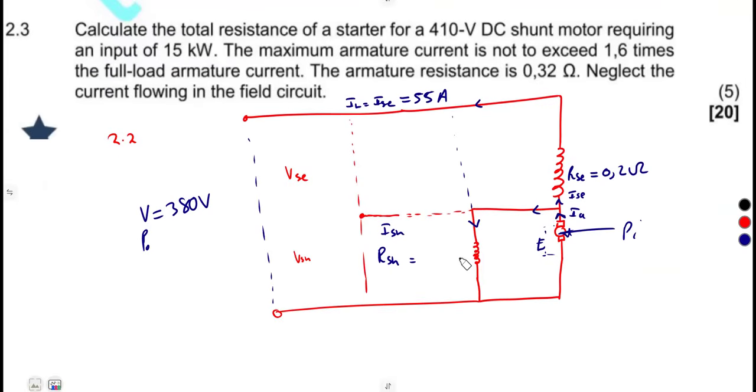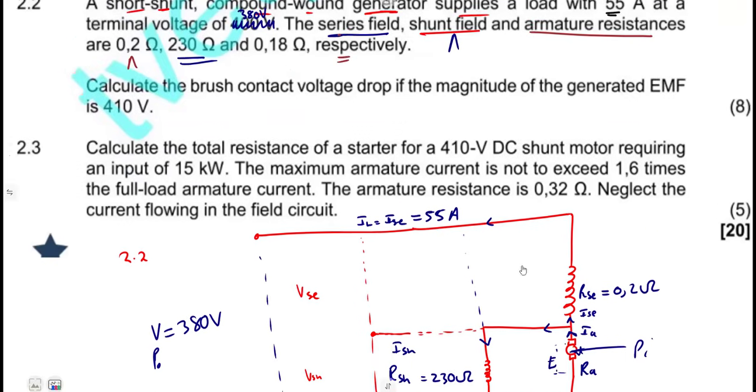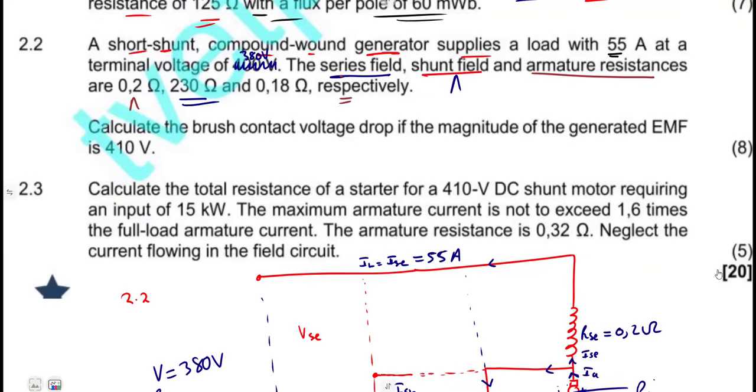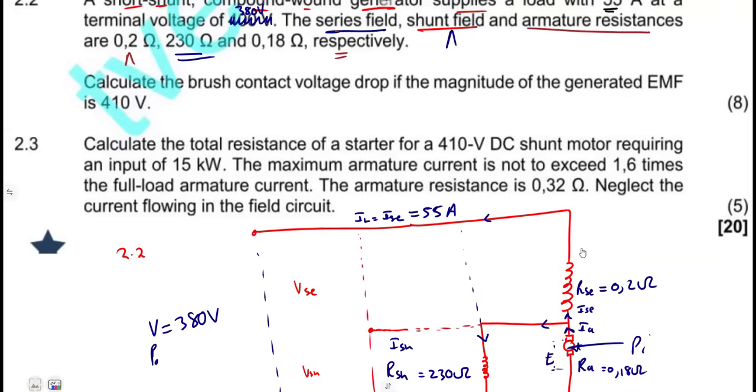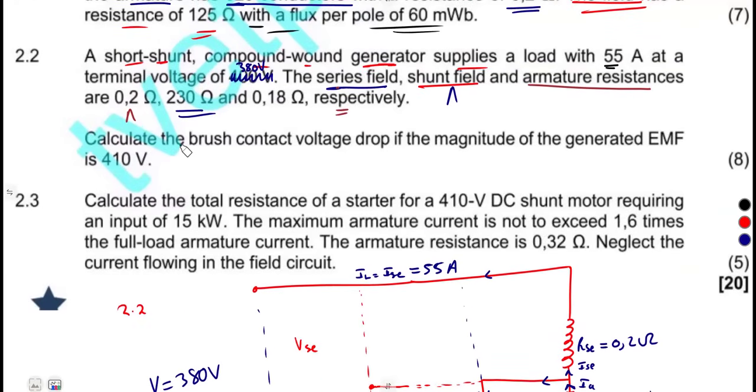230. So the resistance of the shunt is 230 ohms, and the last one was of the armature on this part. So that's where you're going to have our armature at 0.18 ohms. So fill in your diagram so that you properly understand what you're dealing with. Then calculate the brush contact voltage drop if the magnitude of the generated EMF is 410 volts.